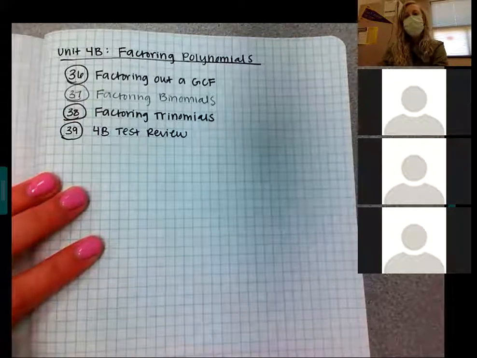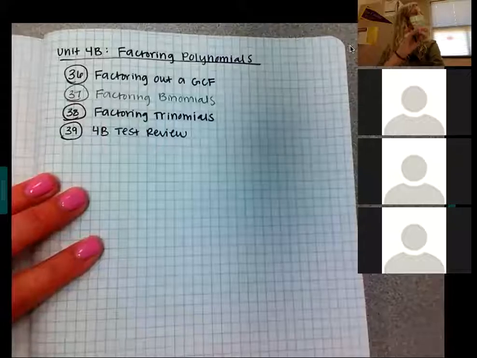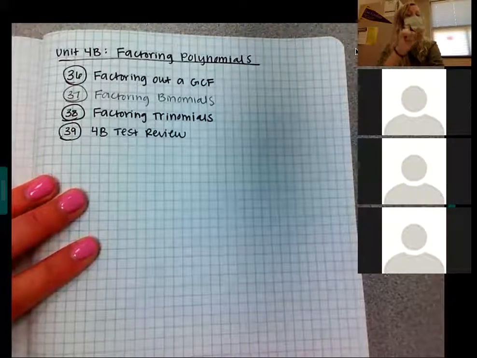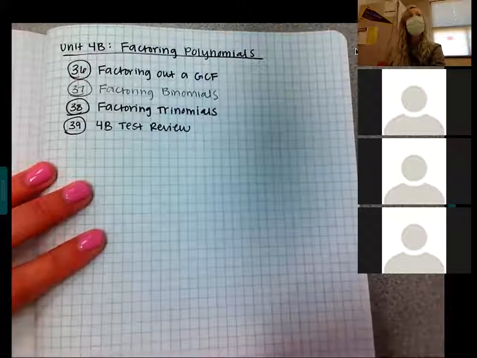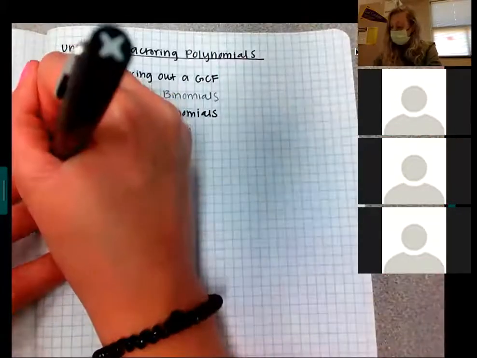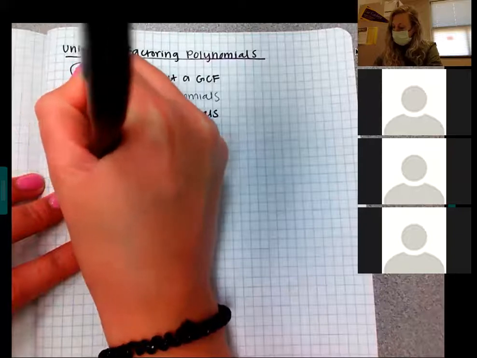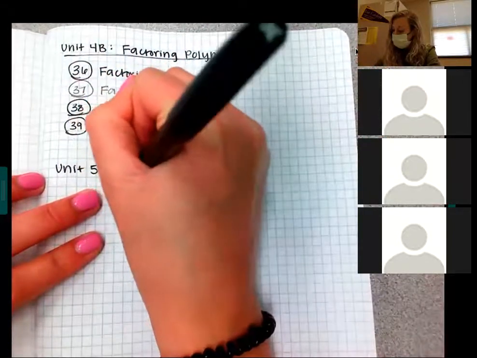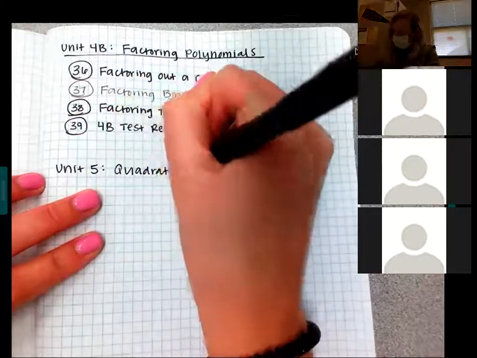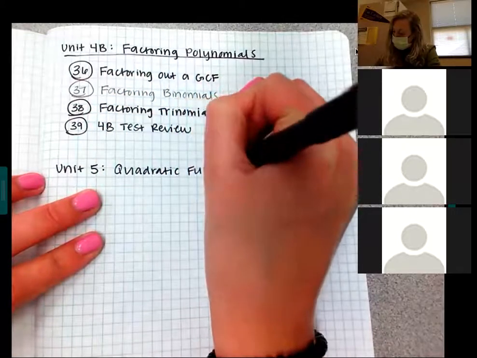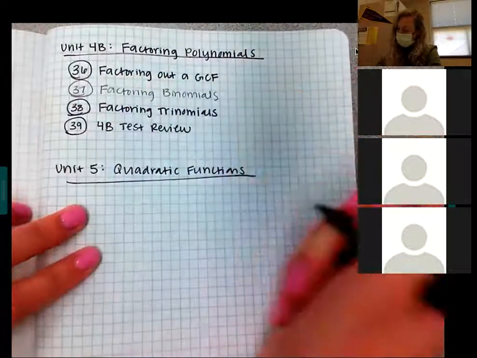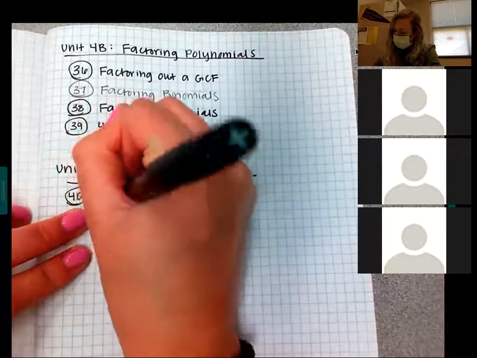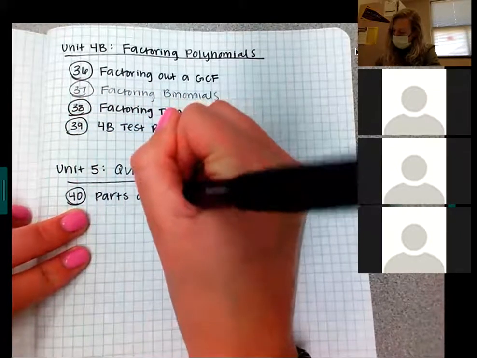Hang on. I'm going to have to pause because there's too many people. 4B test review is what should be on page 39. Your factoring work from your test review needs to go on 39. We are starting a new unit. So everybody, this is unit 5. What kind of functions? Quadratic. Good job. Quadratic functions. And what we're going to be talking about today, page 40, is the parts of a parabola.